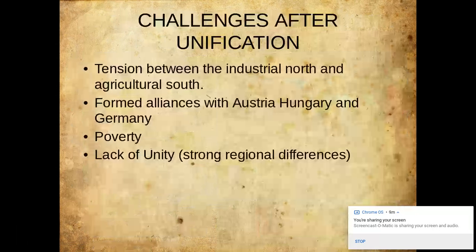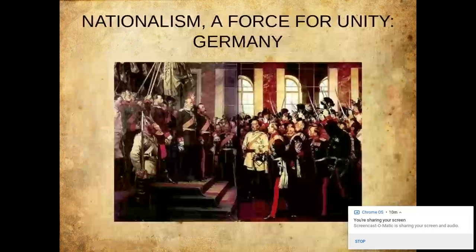They also formed an alliance with Austria-Hungary and Germany. Keep this in mind for World War I. We'll talk about this much later on. But they formed an alliance basically to help protect each other. Poverty was an issue. This is also the time period, late 1800s, where a lot of Italian people left Italy to come to America, millions of immigrants, because of the huge poverty problem. And there were still some problems with lack of unity. There were still some strong differences created by foreign powers that they had to get over. All right, now going into Germany.